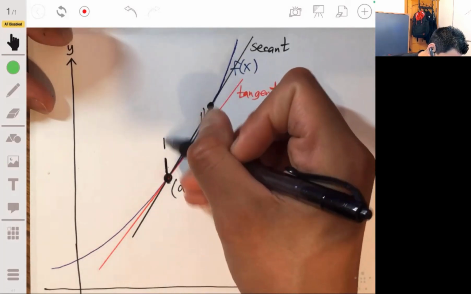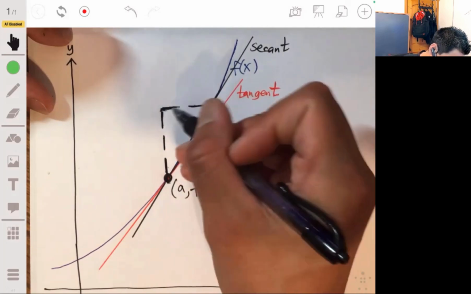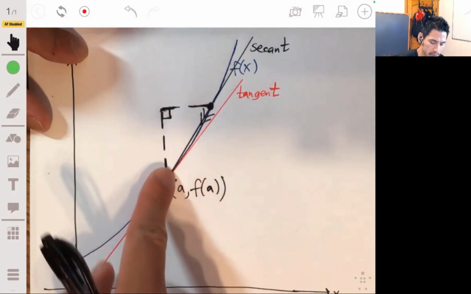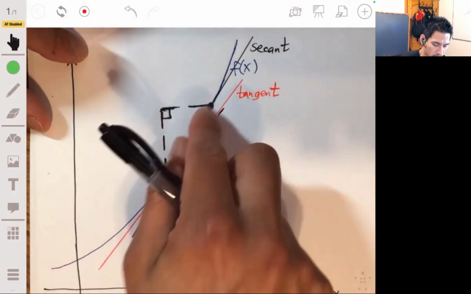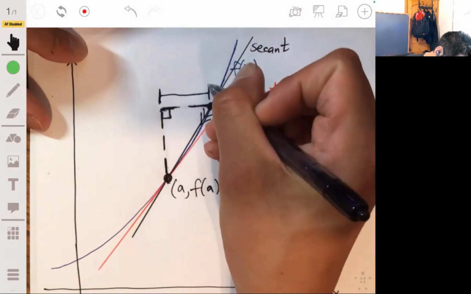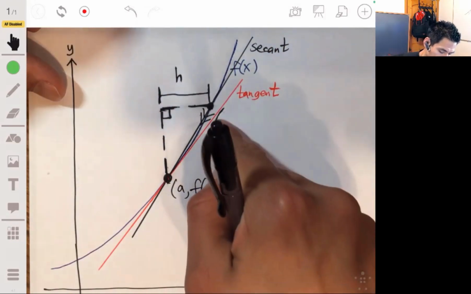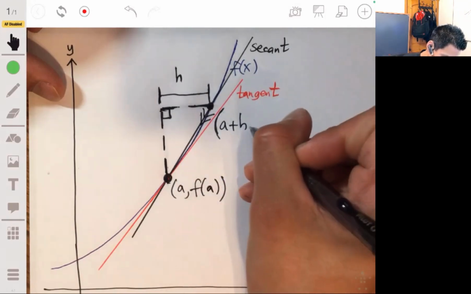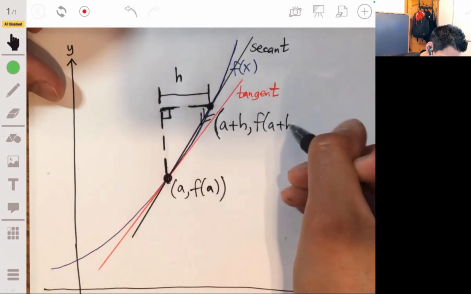Let's remember how we use a slope triangle when we first learned about rate of change or slope. So let's look at the slope triangle. We're going up this much and to the side this much. So let's call the width of this, or the base of this triangle, h. Let's call that width h. So that means the x coordinate of this point here is going to be a plus h, which means the y coordinate will be f of a plus h.